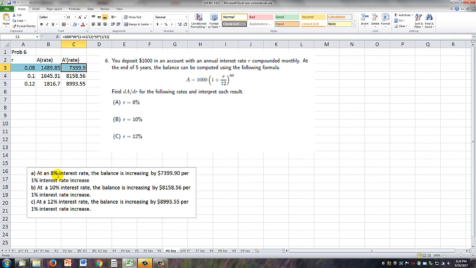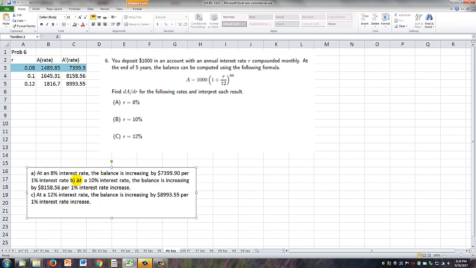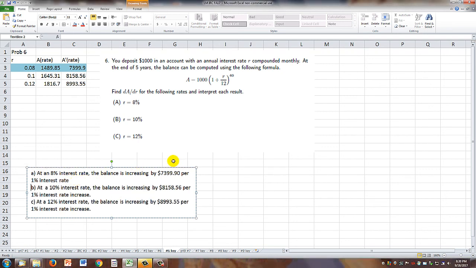At an 8% interest rate, the amount or the balance is increasing at a rate of $7,399.90 per additional interest rate increase. You can leave that word off, but remember, the units are always Y units, which is dollars, per X unit, and R is interest rate. And so each additional interest rate increase is going to cause that.